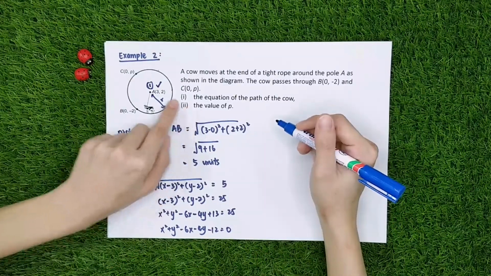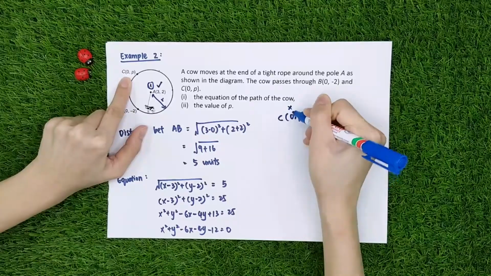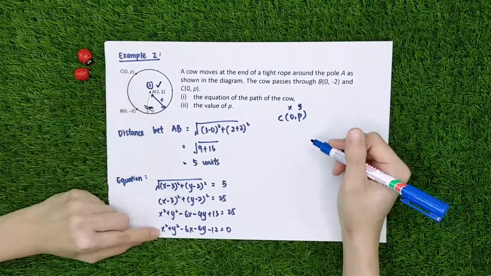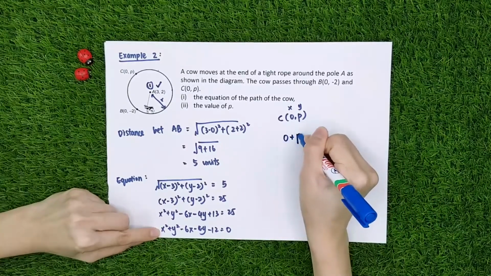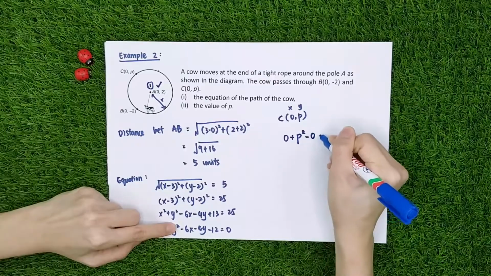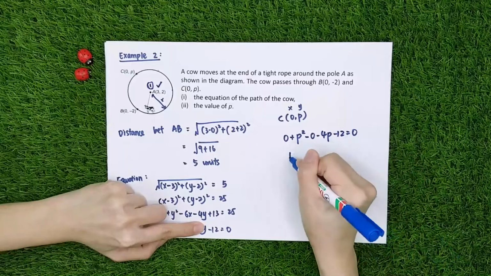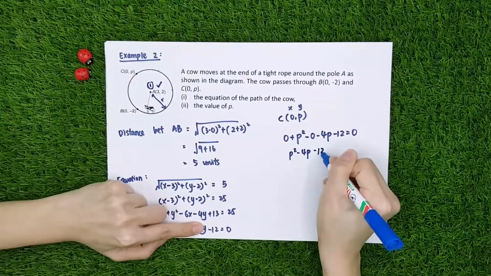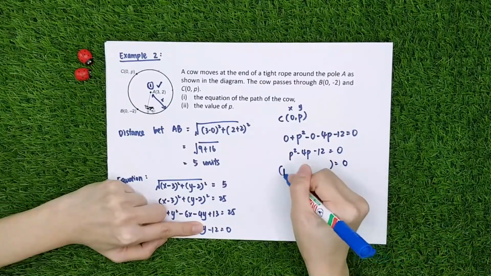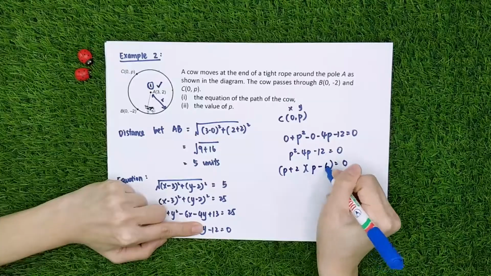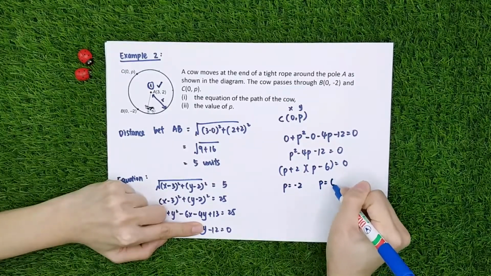Okay? So point C is (0, P). So x is equal to 0, y is equal to P. So I will substitute x equal to 0 into the equation: 0 plus P squared minus 0 minus 4P minus 12 is equal to 0. So P squared minus 4P minus 12 is equal to 0. I can find my P by using factorization. (P plus 2)(P minus 6). I can get P is equal to negative 2 or P is equal to 6.